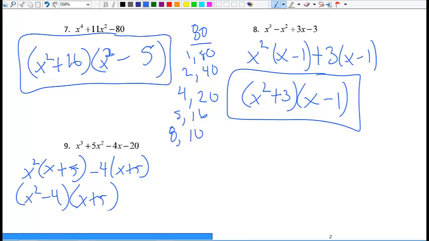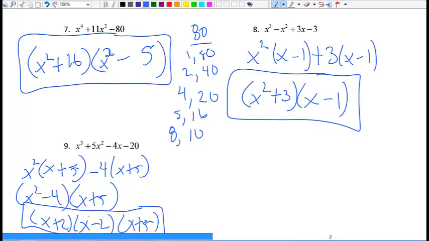Okay. And before I circle it and say done, the x squared minus 4, it does fit our difference of two squares pattern. So that'd be x plus 2, x minus 2, and x plus 5. And there we go.